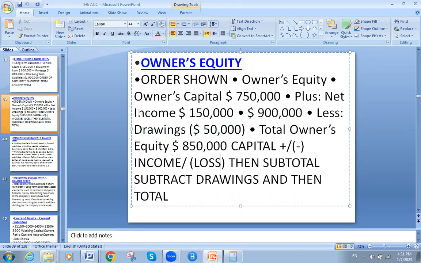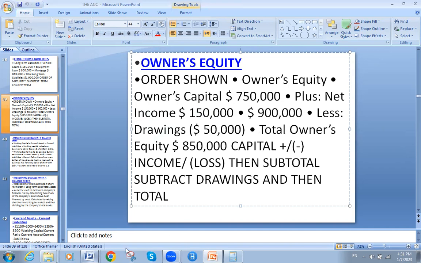Sometimes if I started the operation, I don't have income and I don't have drawings, then the capital will equal the owner's equity. So again, I mean if I am starting the business itself. At the start of the business, you can use the word capital with the meaning of owner's equity. So here as an example, we have the capital of 750. Owner's capital equals 750 plus net income minus drawings, so it will give me the owner's equity.